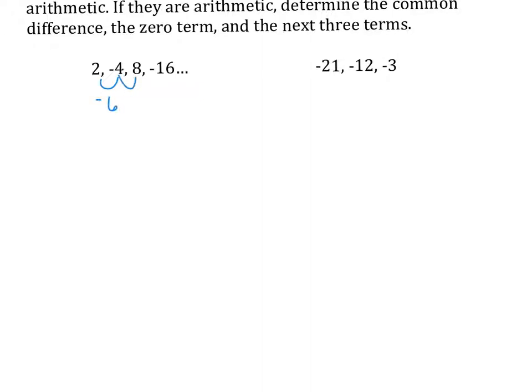Between negative 4 and 8, we are not subtracting 6, right? We are adding 12, and between 8 and negative 16, we are subtracting 24. So this is not arithmetic, right? Because we are not adding or subtracting the same number between every term. Let's look at this next example.